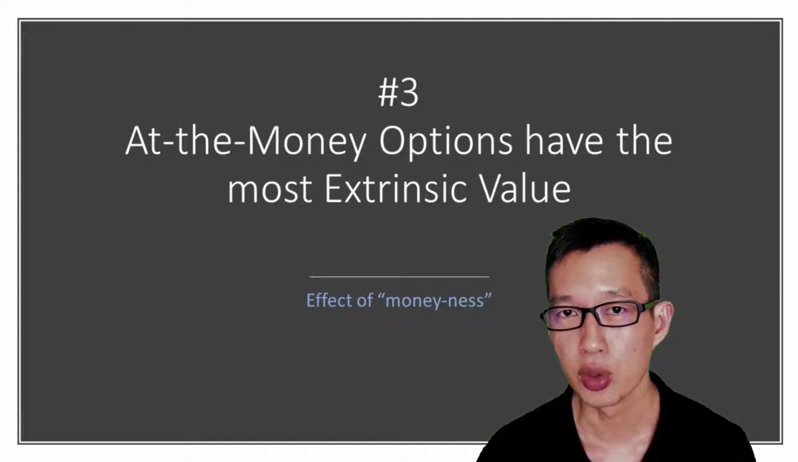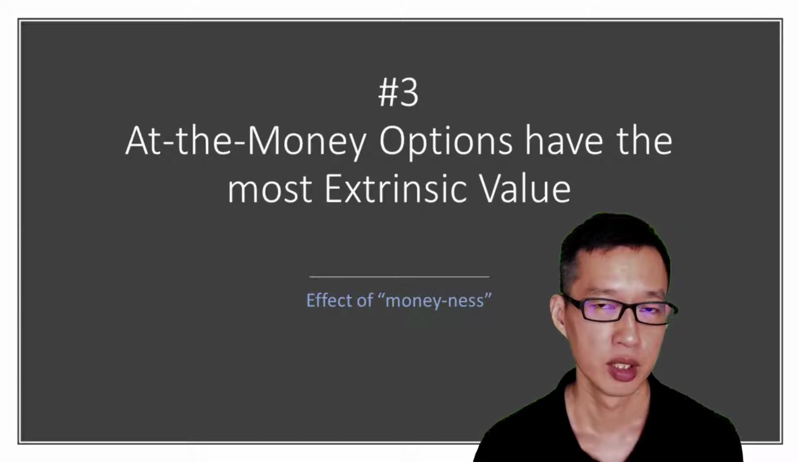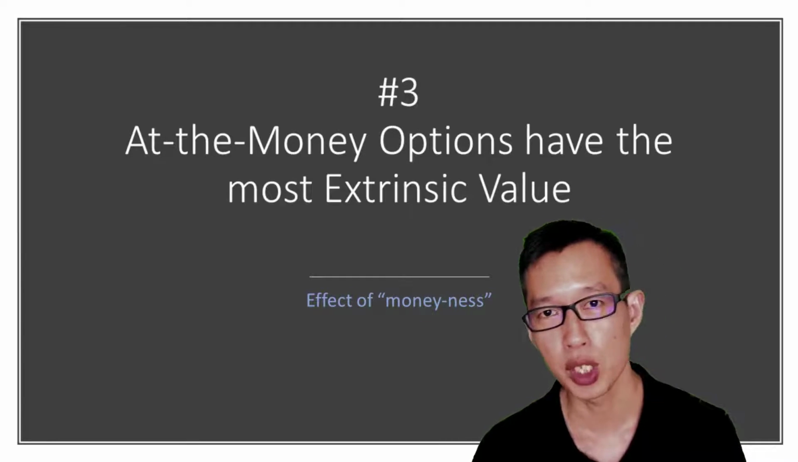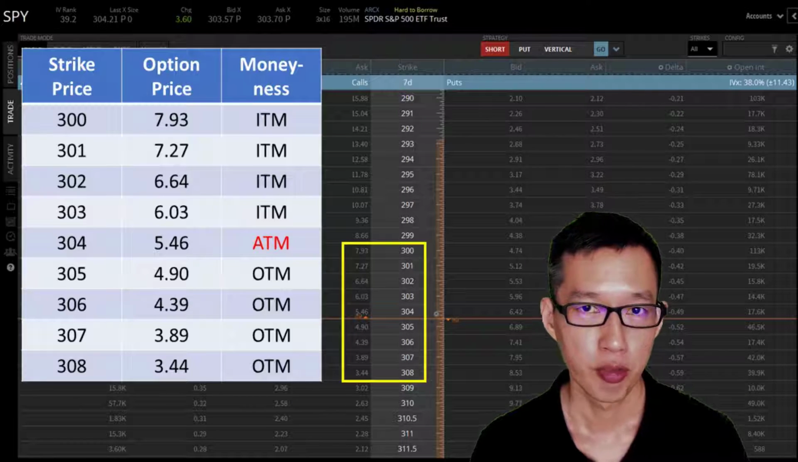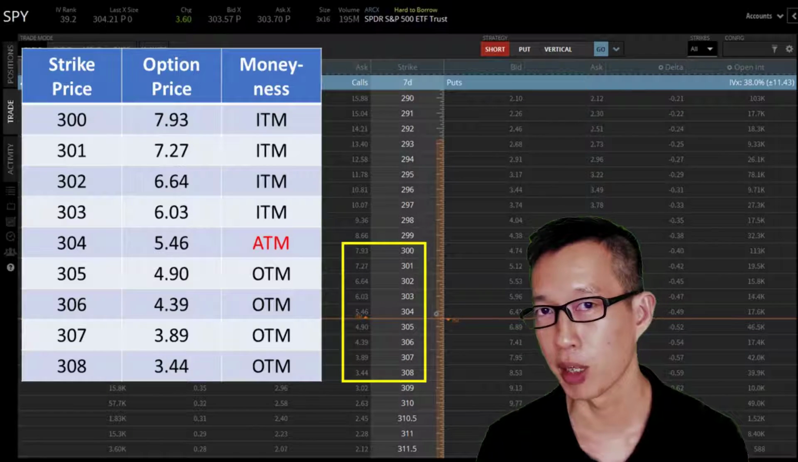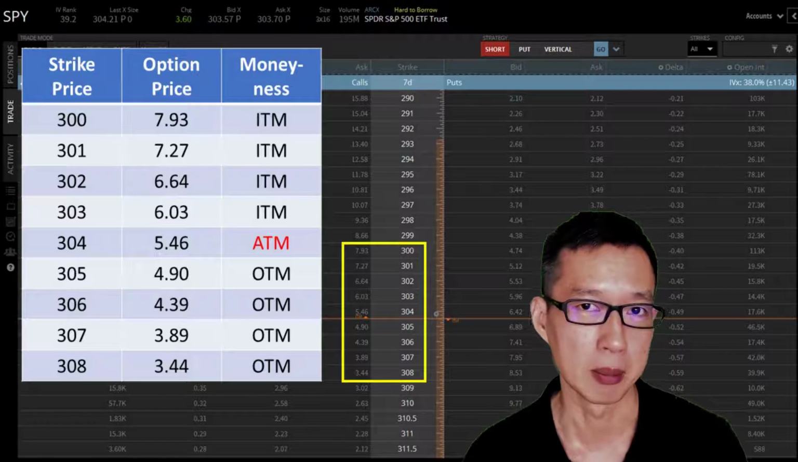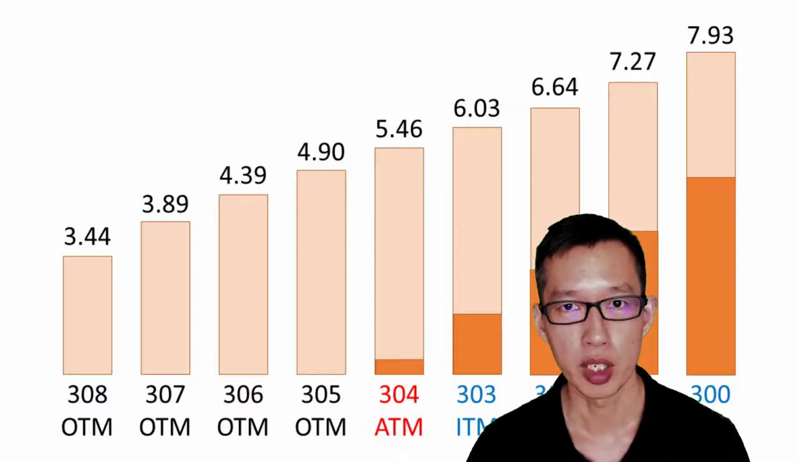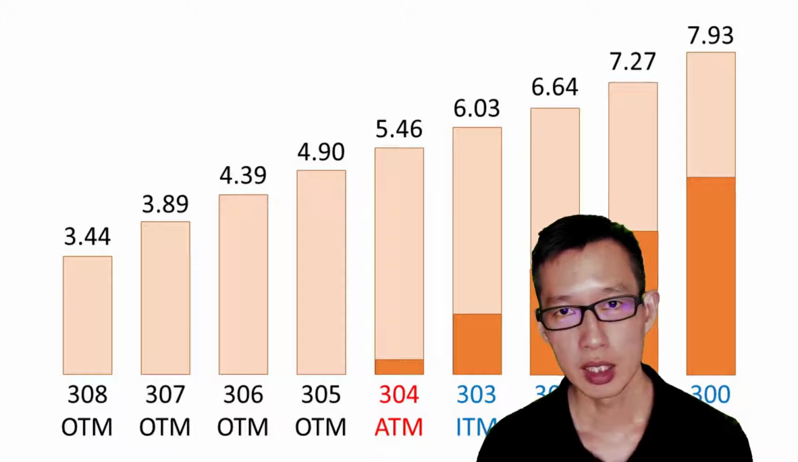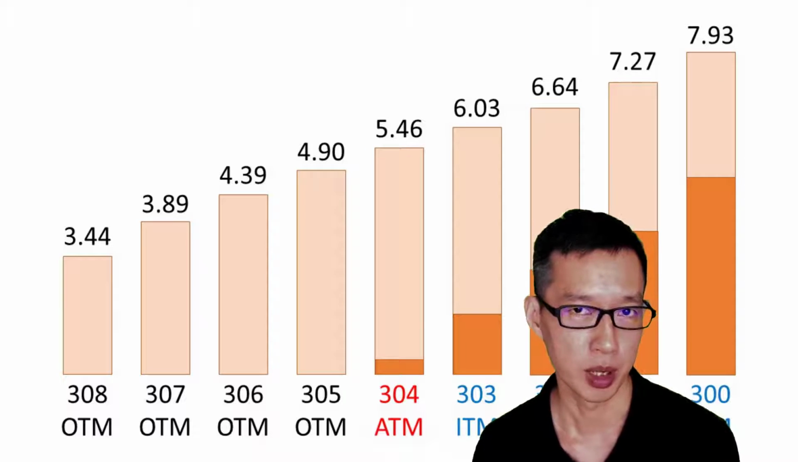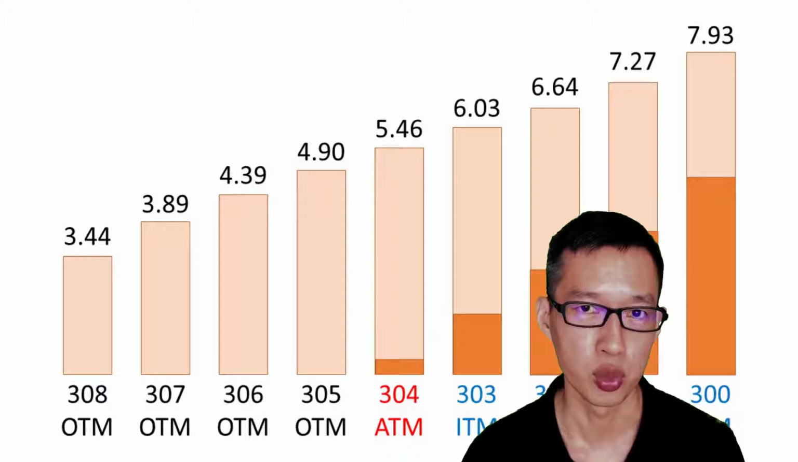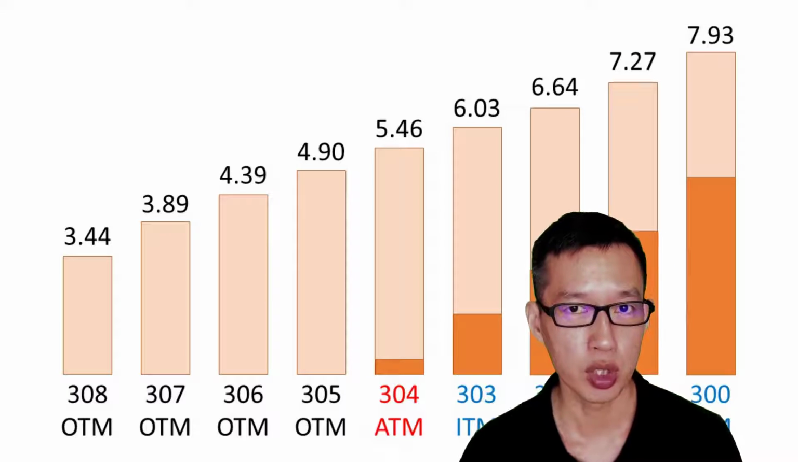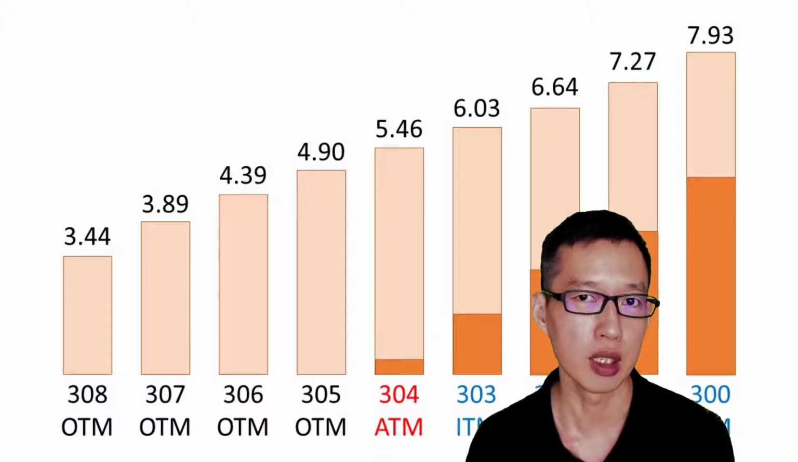Here's the third thing you need to know about intrinsic and extrinsic value. At-the-money options have the most extrinsic value. I have chosen 9 different strikes. 4 of them are in the money, 4 of them are out of the money, and 1 of them is at the money. The taller the column, the more expensive is the option. Clearly, the in-the-money options are more expensive. That we already know. But you can also see that the solid brown portions, which is the intrinsic value, start to increase further and further as we go into the in-the-money options.